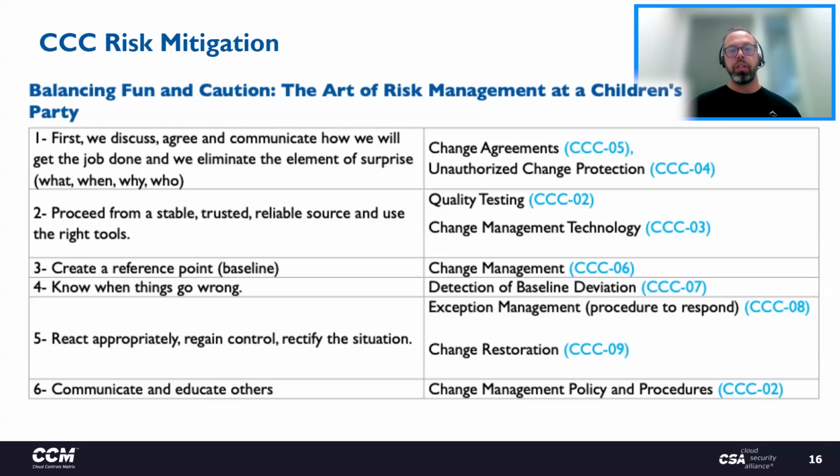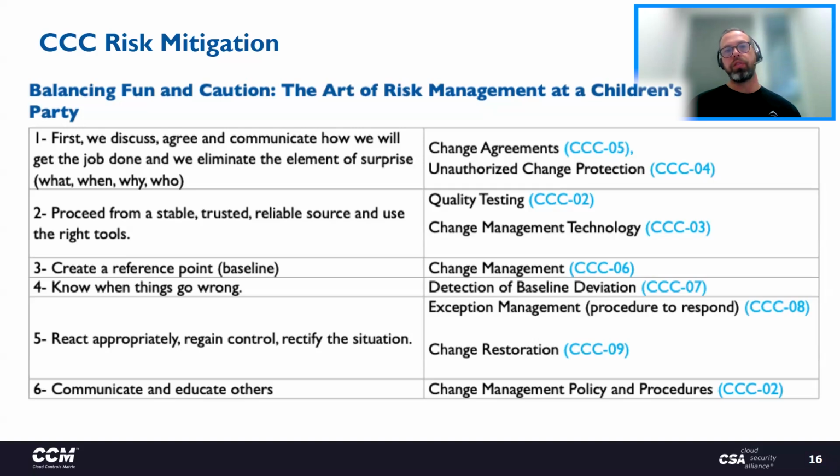And then, of course, like I said, we need to be notified when things go wrong. We need to be aware of deviations of a stable environment. So we need detection capabilities, and for that, we have CCC07. But the most important, or one of the most important elements of this is we need to react appropriately and as quickly as possible regain control and then rectify the situation.